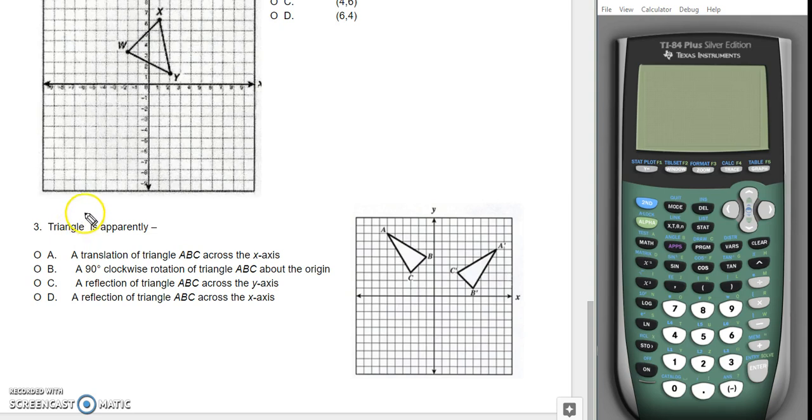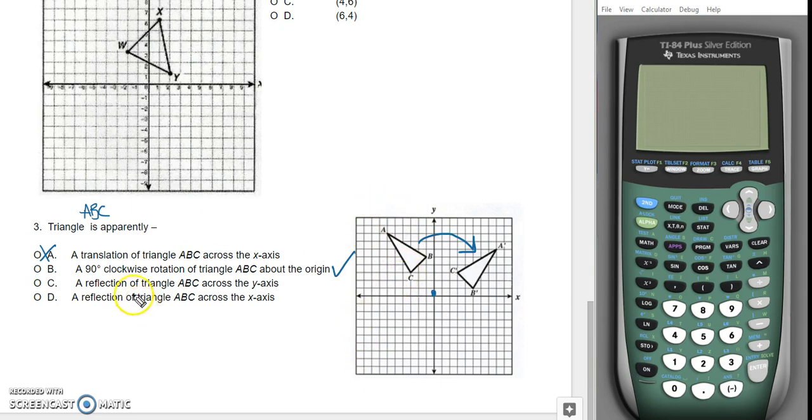Number 3, I believe this was supposed to read triangle ABC is a translation of triangle A'B'C' across the x-axis. Well, here's my x-axis. Here's my original figure. That means I would slide it here. That didn't happen, so I can eliminate A. Okay, clockwise turn. Okay, so that means I would turn it clockwise from 0, 0. That's a possibility. I'm going to keep that one.